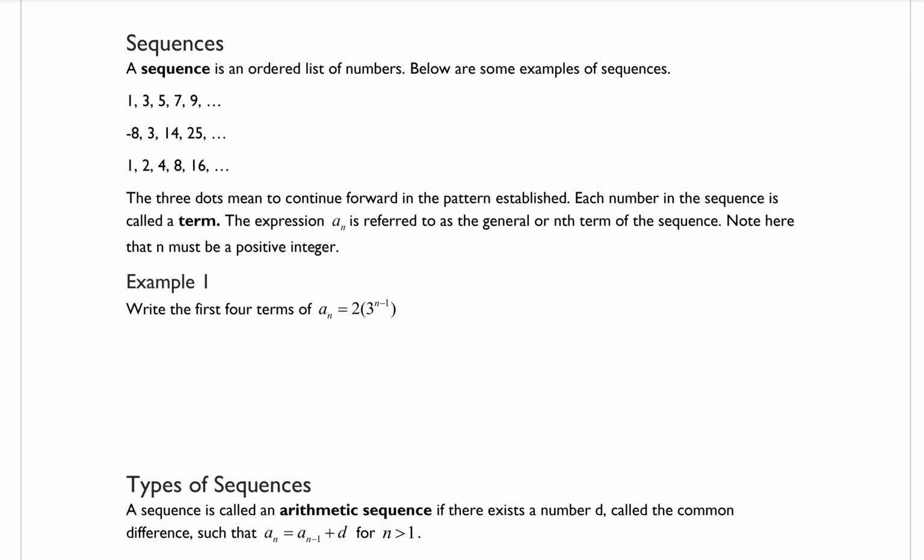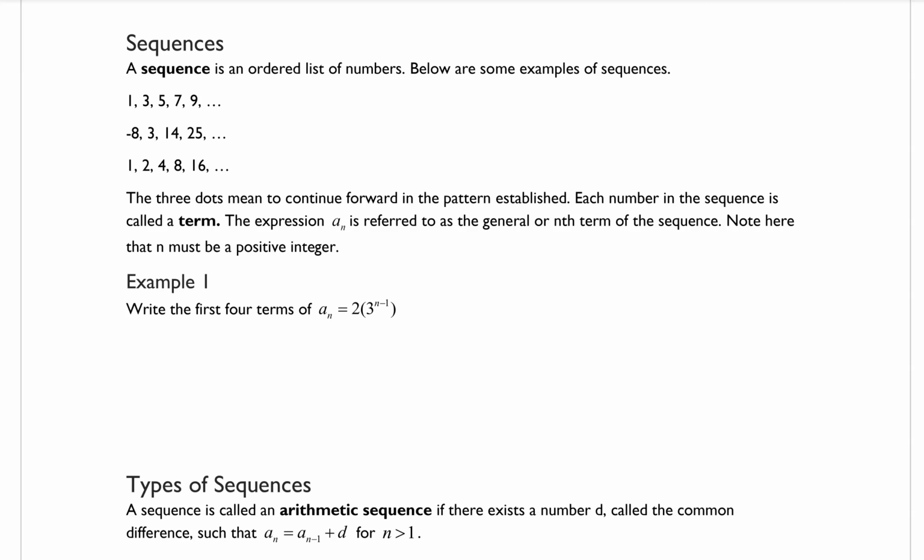The expression a sub n is referred to as the general or the nth term of the sequence. Note here that n must be a positive integer. So sequences behave kind of similarly to functions, except the difference is that the domain for a sequence, or the input values for a sequence, have to be positive integers.